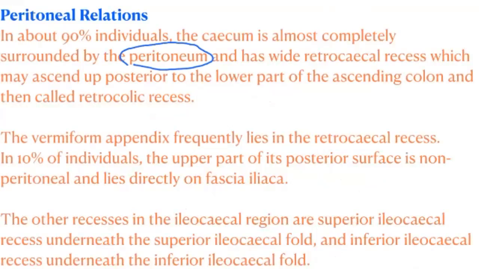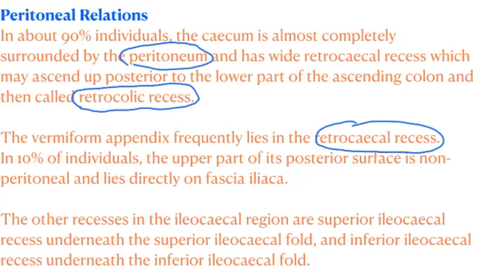The upper part of its posterior surface is non-peritoneal and lies directly on fascia. The other recesses in the ileocecal region are superior ileocecal recess underneath the superior ileocecal fold and inferior ileocecal recess underneath the inferior ileocecal fold. We'll see that.